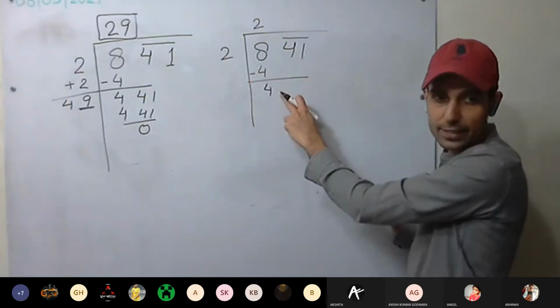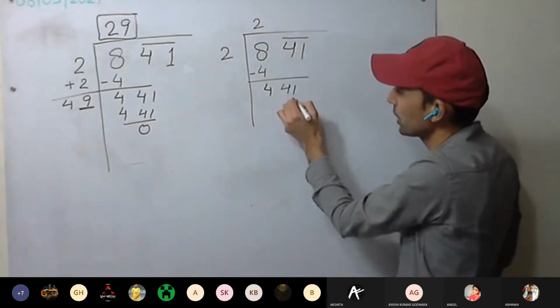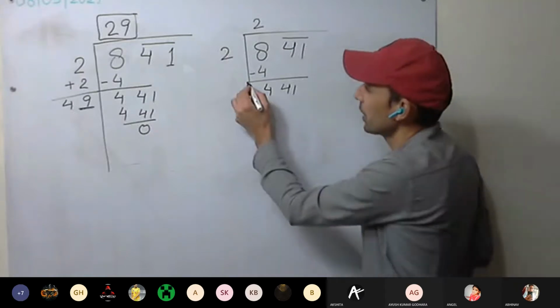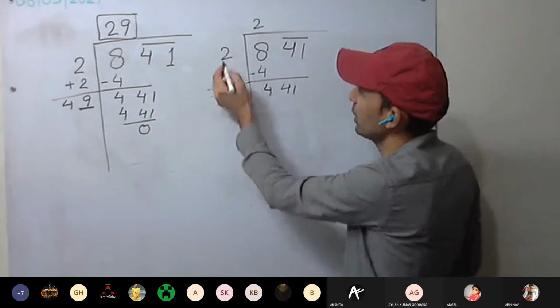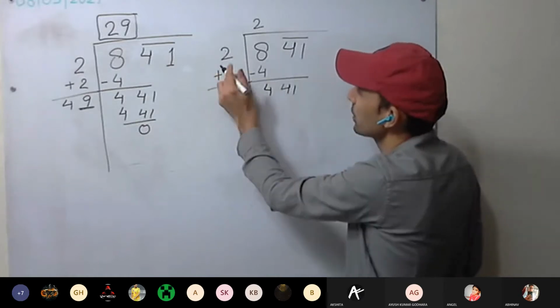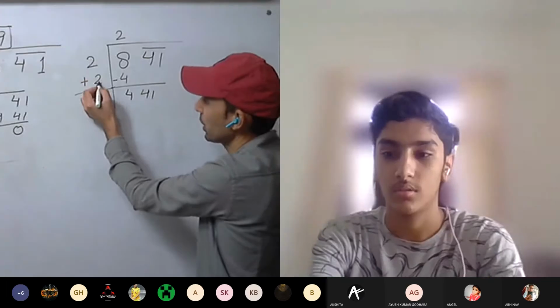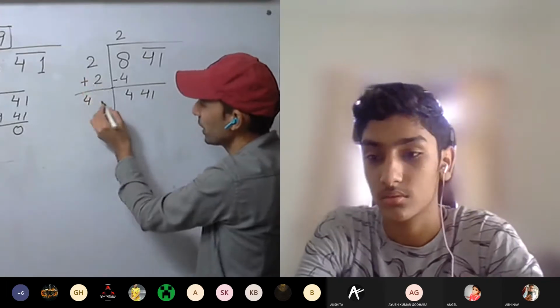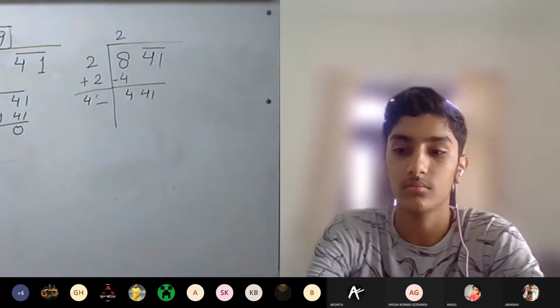So now we have to put the next digit here. The next digit is this one, 41. We have to put them together, 41. Now we have to find the divisor again. What should be the divisor? We'll add 2, or we can say we repeat it once. Plus 2, 4. Leave space here, so there will be something at the one's place.